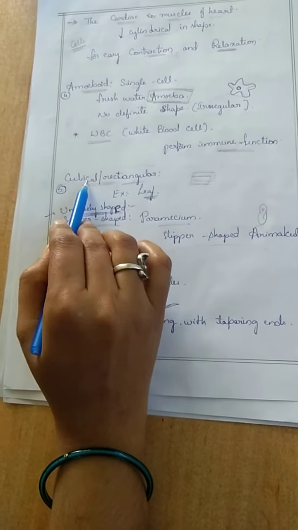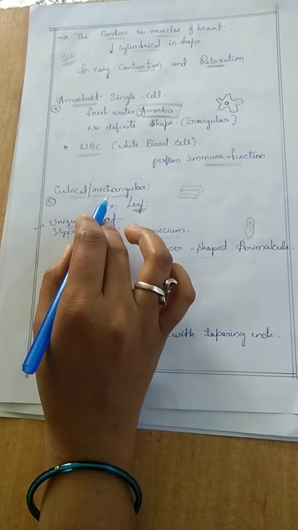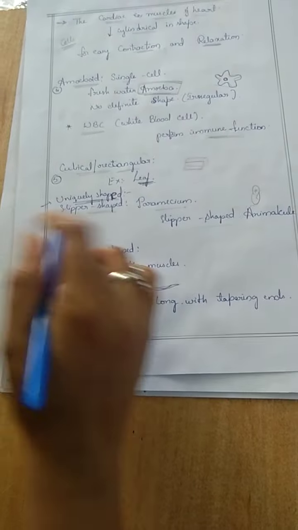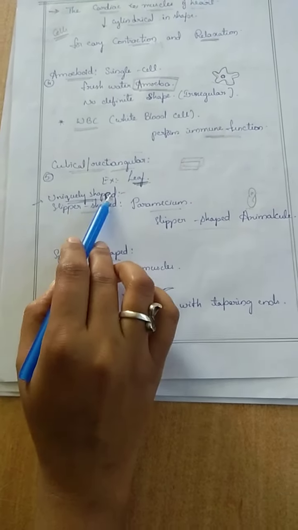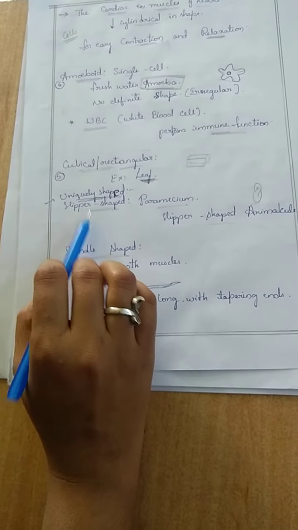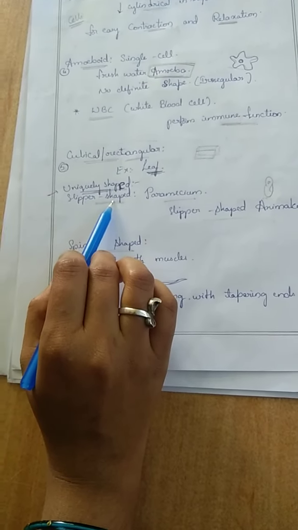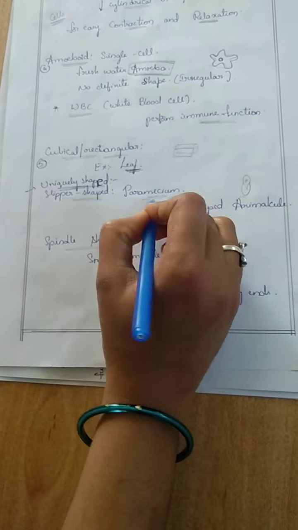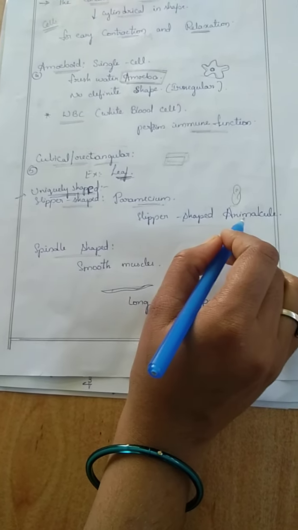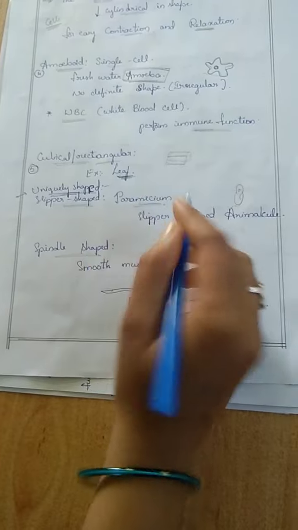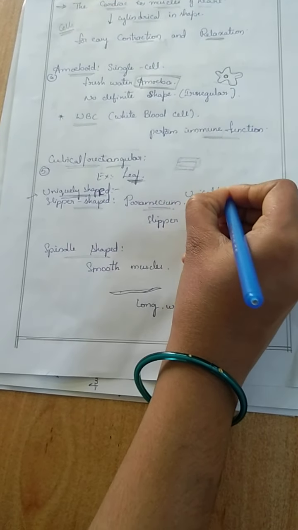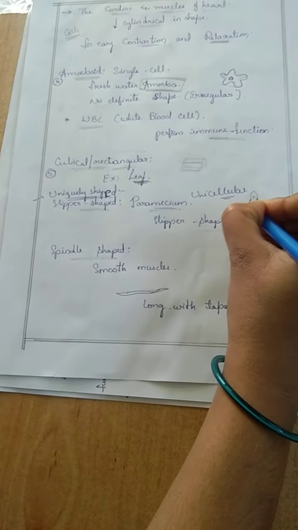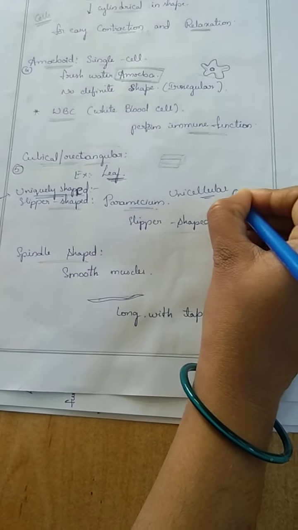And the next shape is cubical or rectangular. These types of cells are observed in leaf. Majorly in plants we will observe these types of cells. And the next is uniquely shaped. Among them, slipper shaped cells are also present. An example is paramecium. Paramecium is also known as slipper shaped animalcule, and it is a unicellular organism, and the shape will be like this. Slipper like structure.